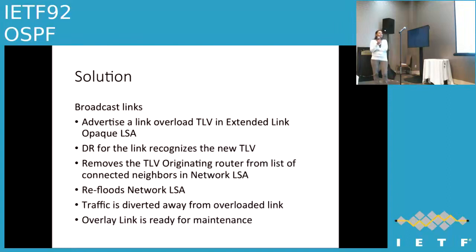So the broadcast links, we will not be able to increase the metric to max metric because we just want to divert the traffic that is going towards the overlay link, which is going for maintenance, and not to all of your neighbors. So the way to achieve this is to advertise the link overload TLV in the extended link opaque LSA, and then the DR of the link recognizes the new TLV. It removes the TLV originating router from the list of connected neighbors in the network LSA, and then refloods the network LSA. So the traffic is diverted away from that overloaded link, and then it takes another path. And then the overlay link is ready for maintenance.